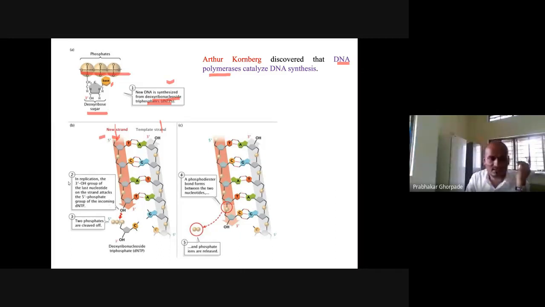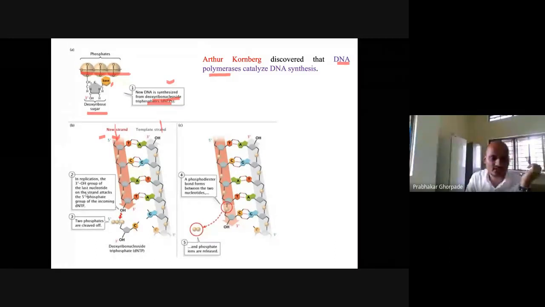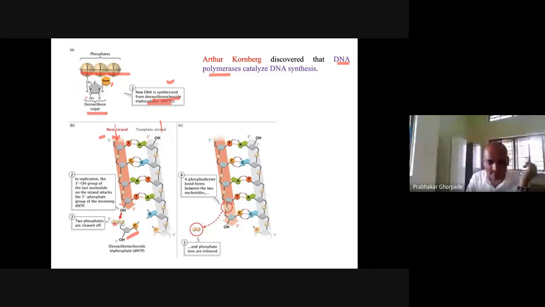In replication, the 3' OH group of the last nucleotide on the strand attacks the 5' phosphate group of the incoming dNTP. So this one is an incoming dNTP. What happens is that this strand's last OH group attacks this one, and it will help in the joining like this.